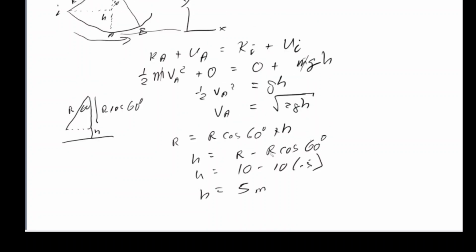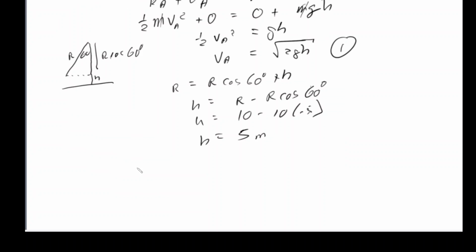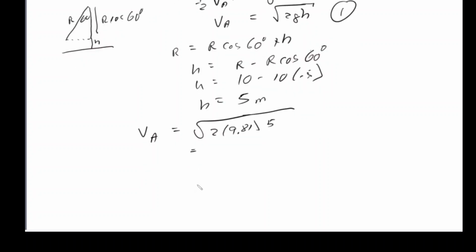So then if we go back to equation 1 and substitute what we know, we get velocity at A is equal to the square root of 2 times 9.81 times H, which is 5. So that's equal to the square root of 98.1, or the velocity at A is equal to 9.9 meters per second.